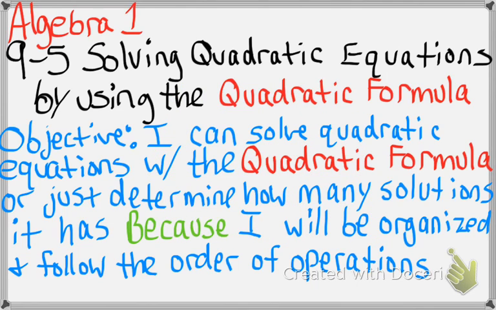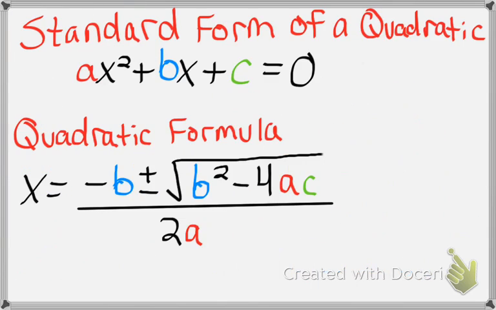So now, our objective is, as the student, I can solve quadratic equations with the quadratic formula or just determine how many solutions it has because I will be organized and follow the order of operations. It's that simple. I'm going to give you a formula to use. You just have to plug in carefully, meaning be careful with negatives and parentheses, and just follow the order of operations. Then after that, it's like a recipe every single time. It'll get repetitive and it'll become automatic, and you won't hesitate. It looks scary at first, I hear you, but it's not that bad.